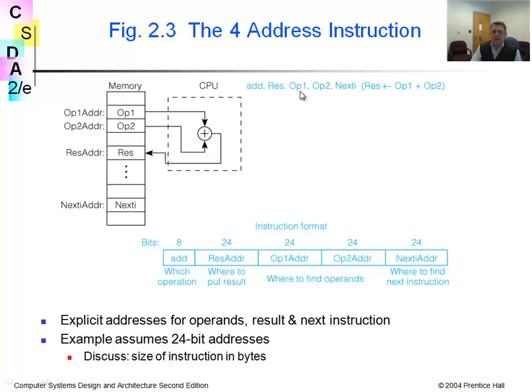So add, results, operand 1, operand 2, next instruction. You see, this is how the instructions are formatted. So you have a pattern of zeros and ones for add, patterns of zeros and ones for the address of results, an address for operand 1, an address for operand 2, and an address for the next instruction. So 1, 2, 3, 4 addresses are specified. Here is the instruction format. The add, then you have 24 bits for the address of the results, the address of operand 1, the address of operand 2, and the next instruction.